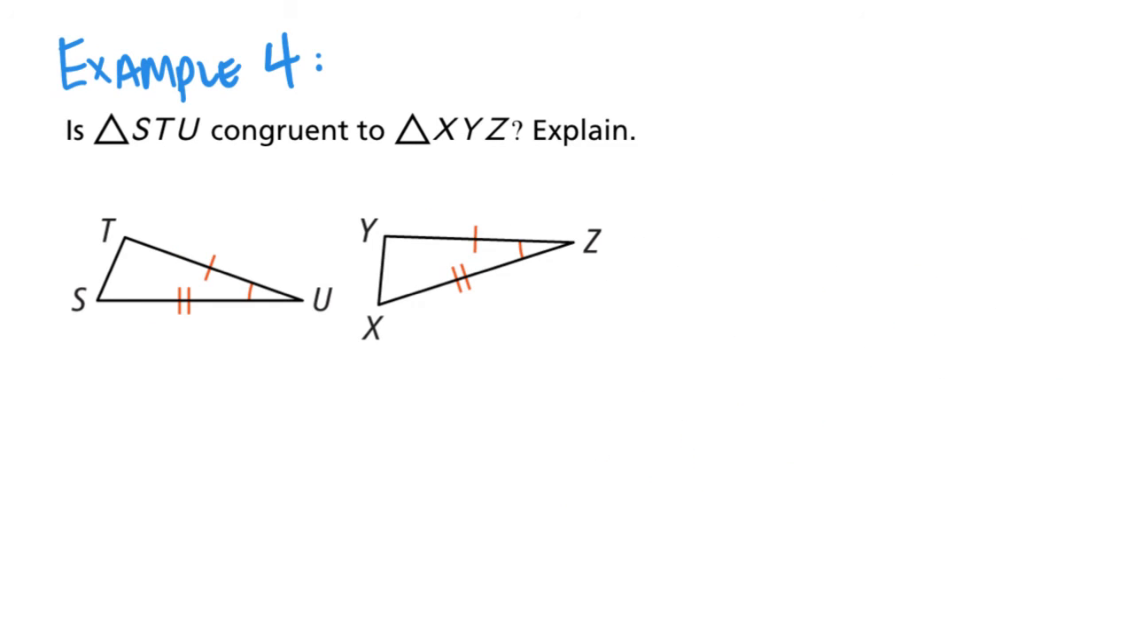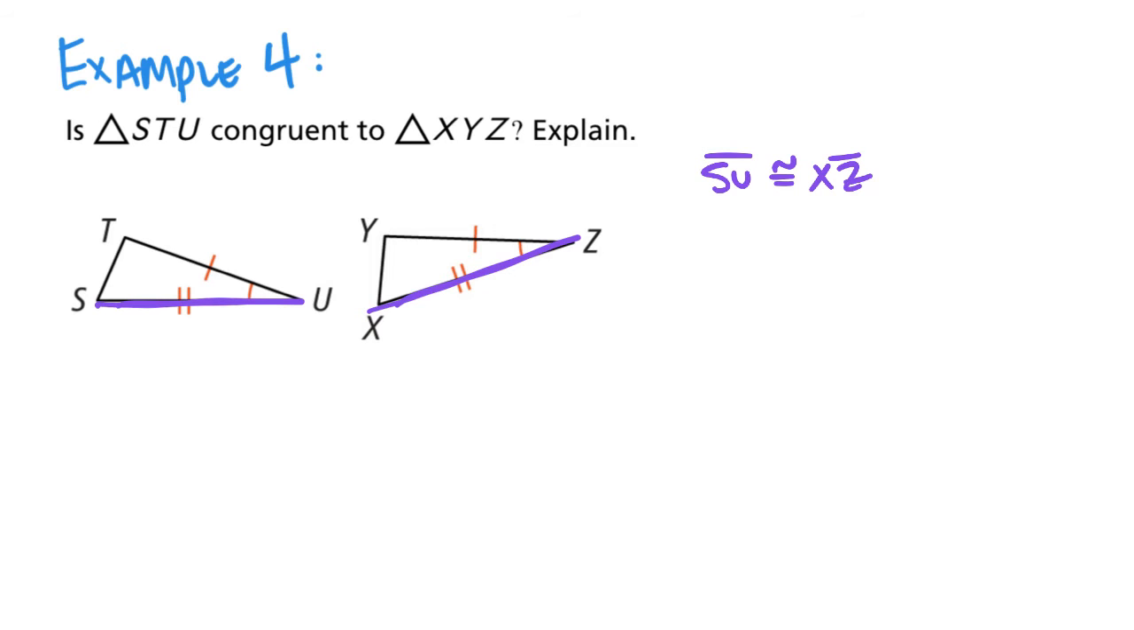Okay, now our next example says, is triangle STU congruent to triangle XYZ? And then explain. So we have to look at the markings that we have, and we have to decide if these two triangles have to be congruent by either SAS or SSS. Well, let's list out the things that we know are congruent between these two triangles. We know that segment SU is congruent to segment XZ. Let's color code those, right? We know that that's congruent to that. They have the same markings.